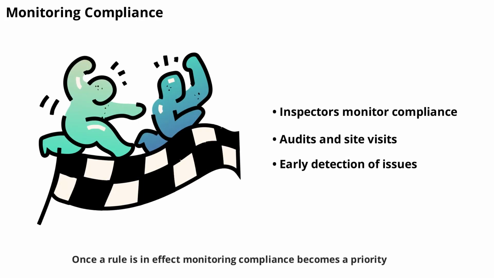Once a rule is in effect, monitoring compliance becomes a priority. Government inspectors, auditors, or regulatory bodies check whether individuals and organizations are following the new requirements. Monitoring can involve site visits, audits, or reviewing reports. This ongoing oversight helps identify any issues or unintended consequences early on.